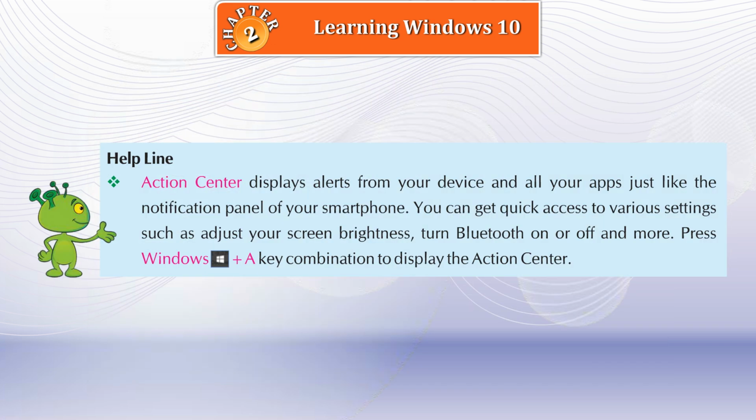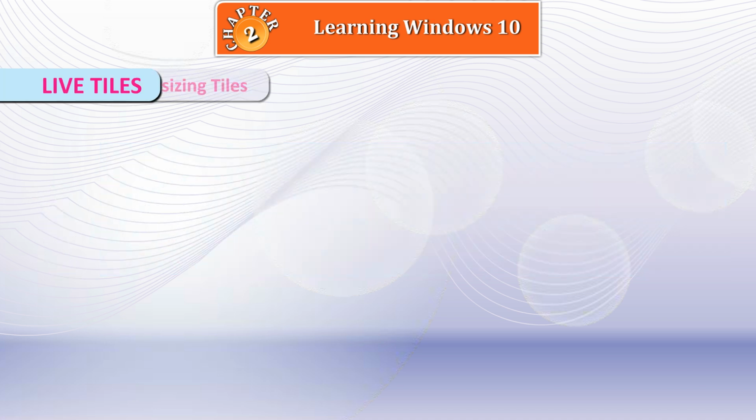Helpline. Action Center displays alerts from your device and all your apps just like the notification panel of your smartphone. You can get quick access to various settings such as adjust your screen brightness, turn Bluetooth on or off, and more. Press the Windows plus A key combination to display the Action Center.